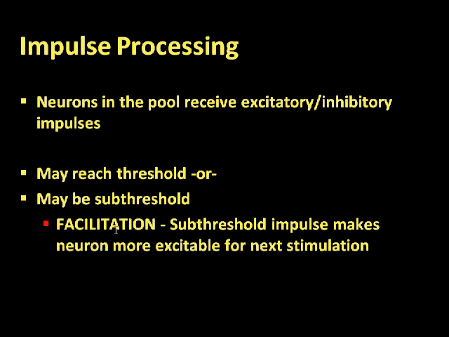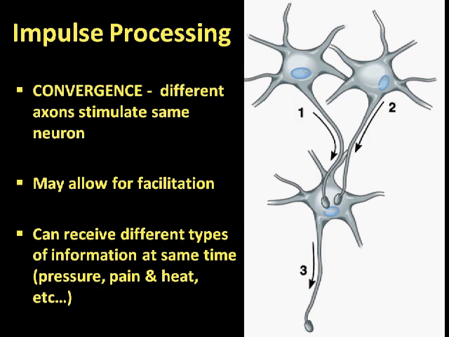Facilitation, here's another vocab word. Facilitation is the subthreshold impulse that makes the neuron more excitable for the next stimulation. So it's not necessarily creating an action potential, but it's allowing the neuron to be more excitable, so the next time the impulse comes around, perhaps causing the action potential to take place, perhaps reaching the threshold stimulus. Two different forms of basically processing the information.